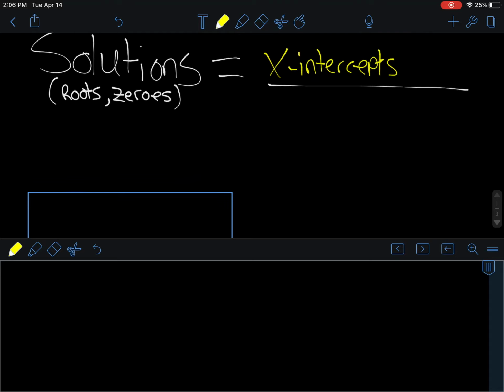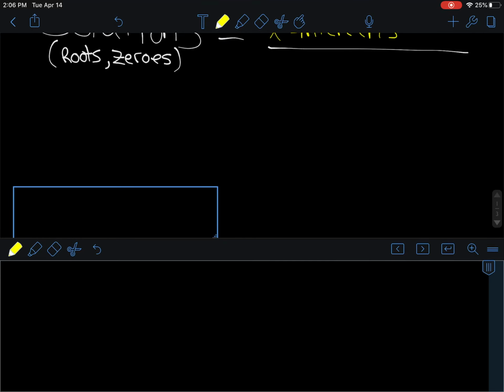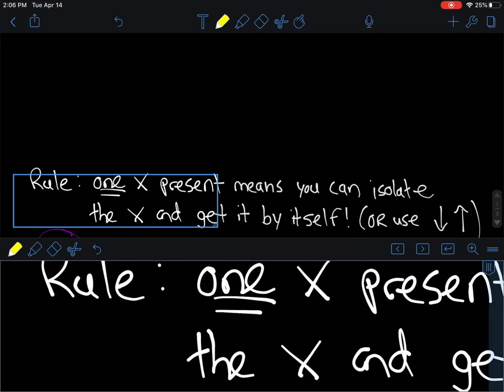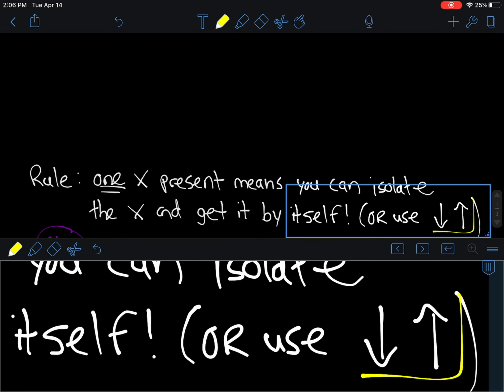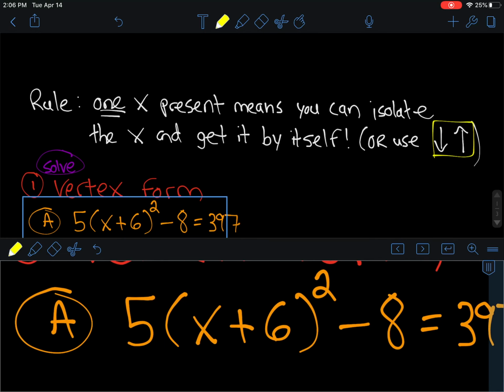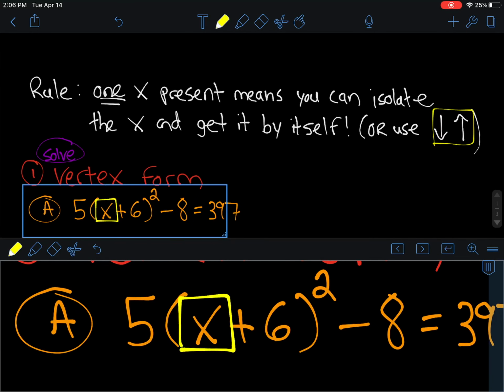So I'm going to go ahead and go. There are going to be three problems we're going to do. Don't forget this rule too. Whenever there's one x present, that means you can isolate the x and get it by itself. Or in other words, you can go straight to your chart. For example, when it's in vertex form, understand there is only one x present in this problem. So we can start isolating it.